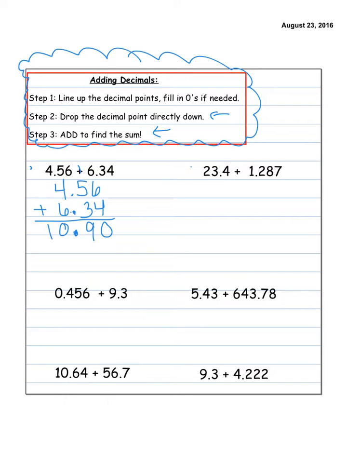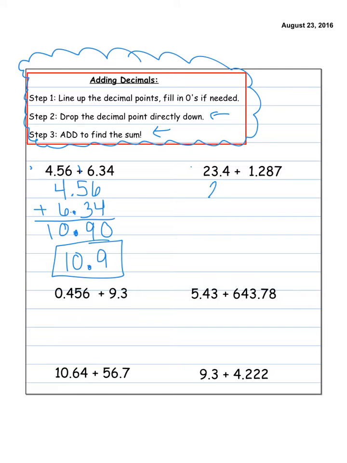If there's a 0 at the very end and there's nothing after it, we can drop that 0. So 10 and 90 hundredths would be the same as 10 and 9/10.